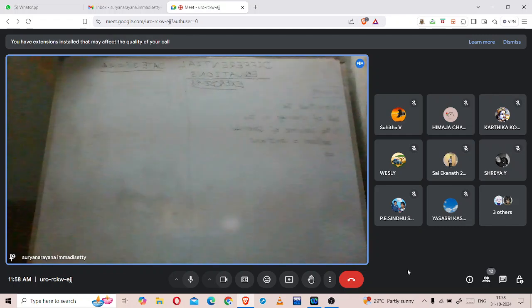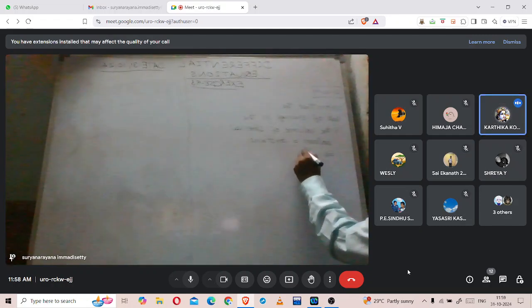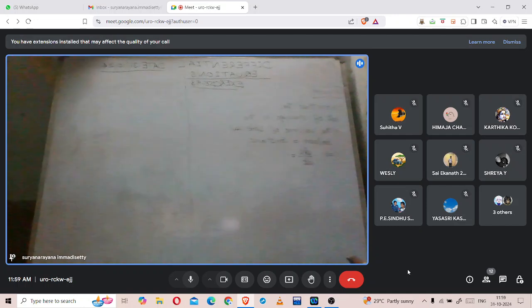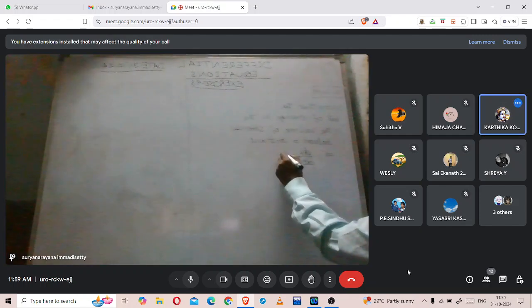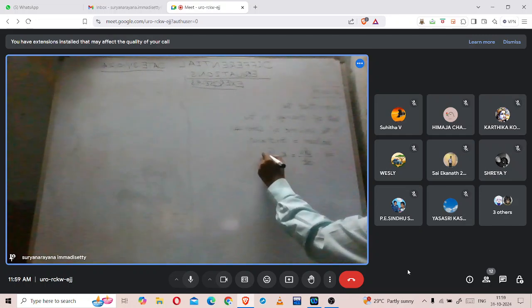How do you write the rate of change in the volume? dV by dt. Rate of change means dV by dt only, not dx. dV by dt is equal to some constant, let us take k, where k is a constant.